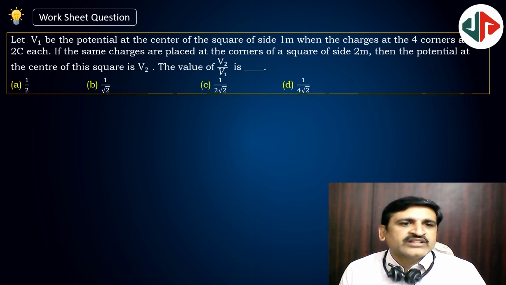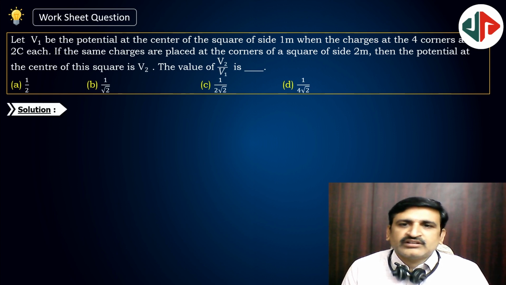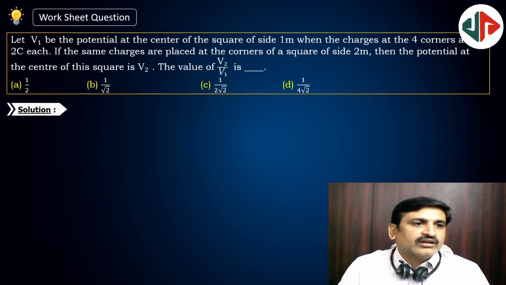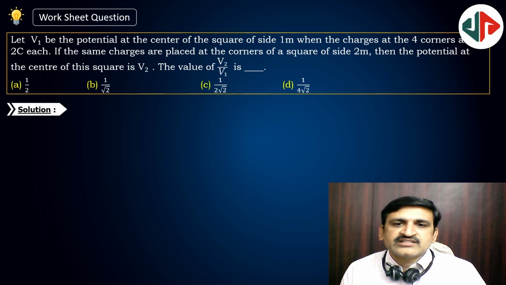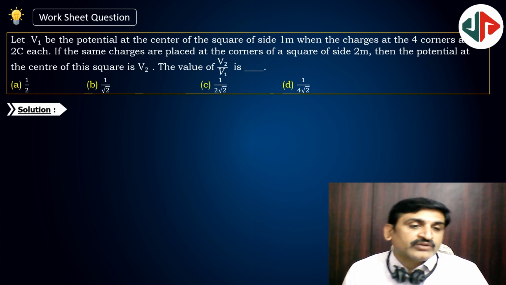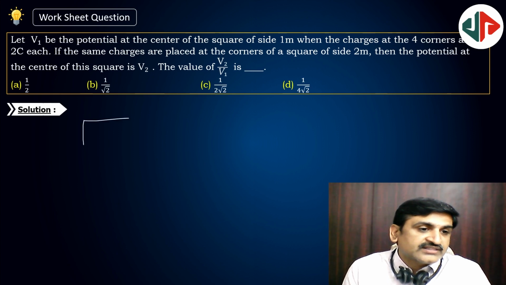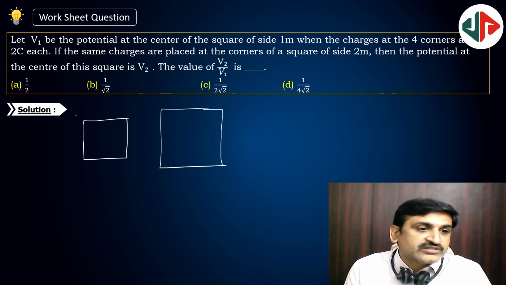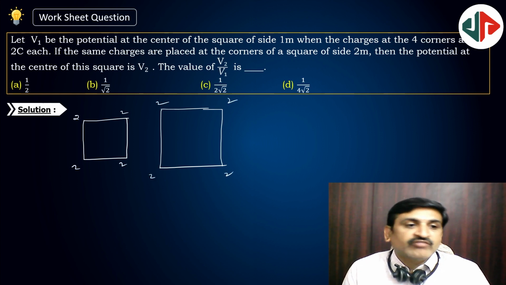Let V1 be the potential at the center of the square of side a, 1 meter, and charges at 4 corners are 2 coulomb each. If the same charges are placed at the corners of a square of side 2 meters, then the potential at the center of the square will be V2. What is V2 by V1? This is a square, this is another square. Charges are same, 4 corners, 2 coulomb each. Here 1 meter each, and here it is 2 meter each.